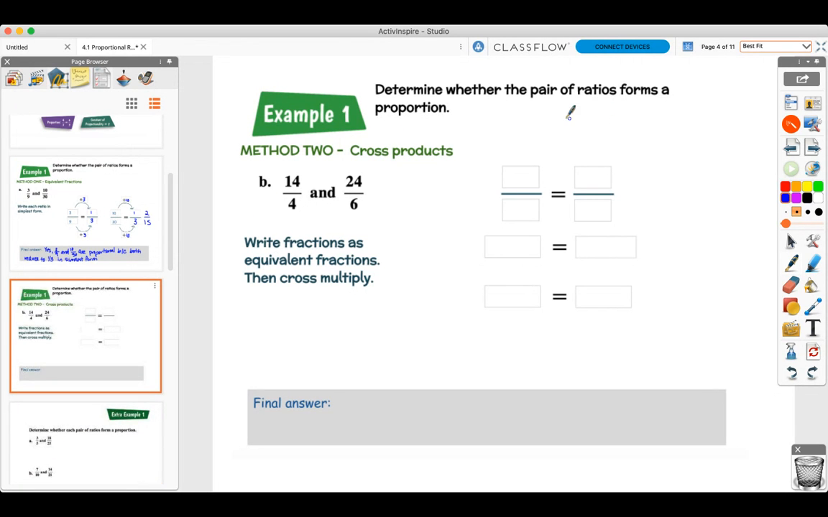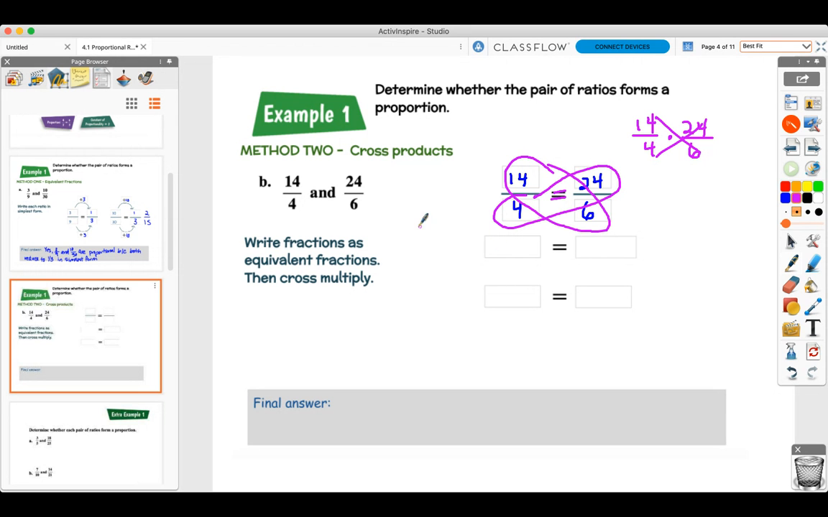Determine whether the pair of ratios form a proportion. Again, this is going to be cross products. You're going to treat it like they are proportions. You set these two ratios equivalent to each other. We don't know if they are, but we're going to set them equivalent to each other. And now we're doing cross products. Cross products is that butterfly, because it's an equal sign. This is not the same thing as 14/4 times 24/6. You cannot do that over here. Because there's an equal sign, you can cross multiply with that butterfly method.